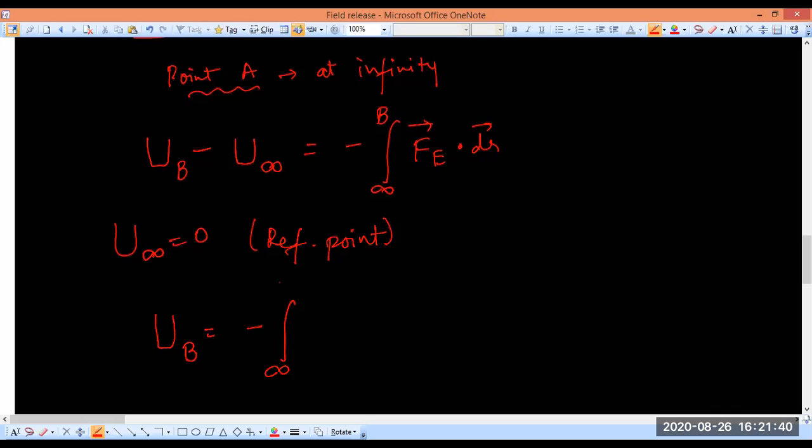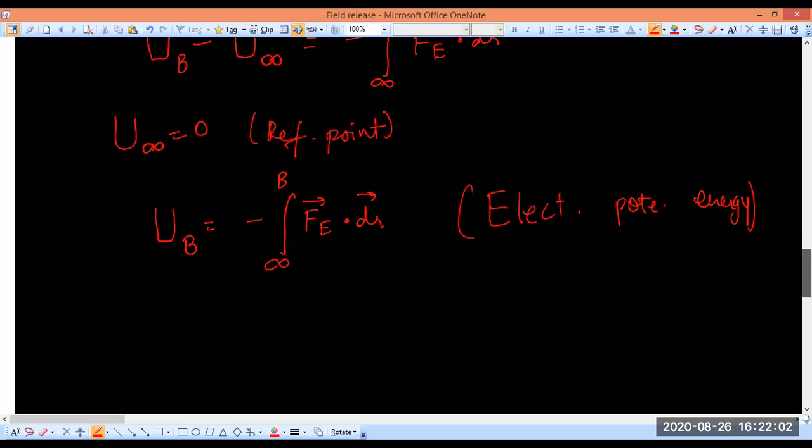This is it. This is the definition of potential energy, right? Which potential energy? Electrostatic potential energy. This is at a point B. So if someone asks you what's the potential energy at the point B, then you say it is negative integration infinity to B Fe vector dot dr vector. Just like that, if I were to find potential energy at A, instead of B I should be writing A. Then it will be negative integration infinity to A Fe vector dot dr vector, and so on.